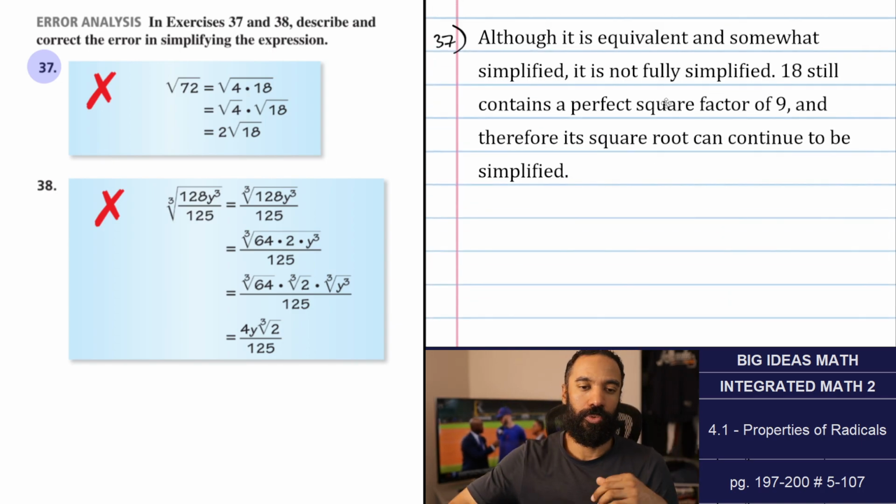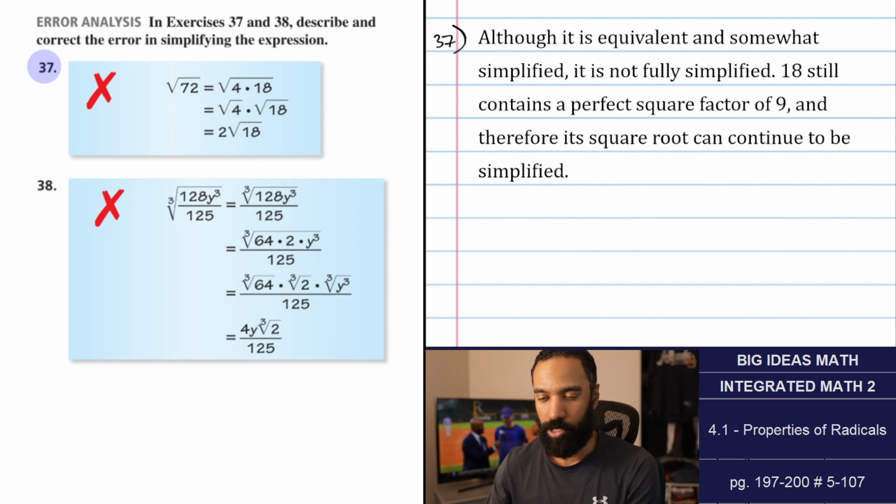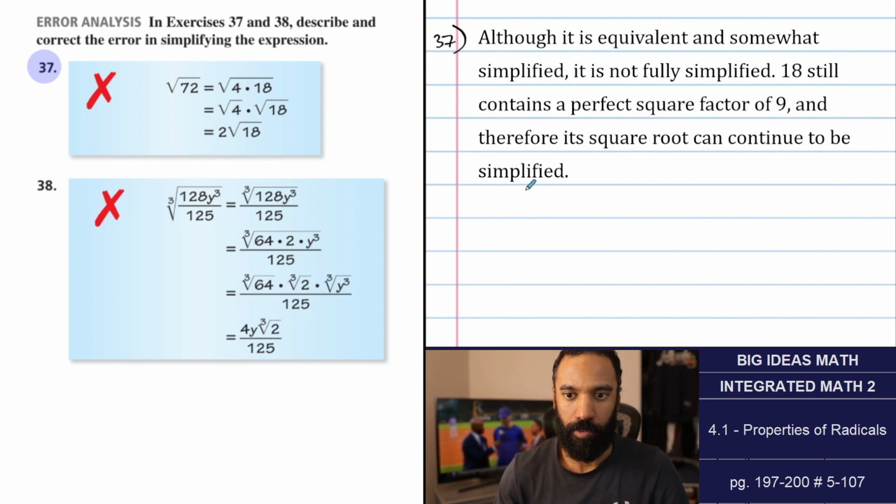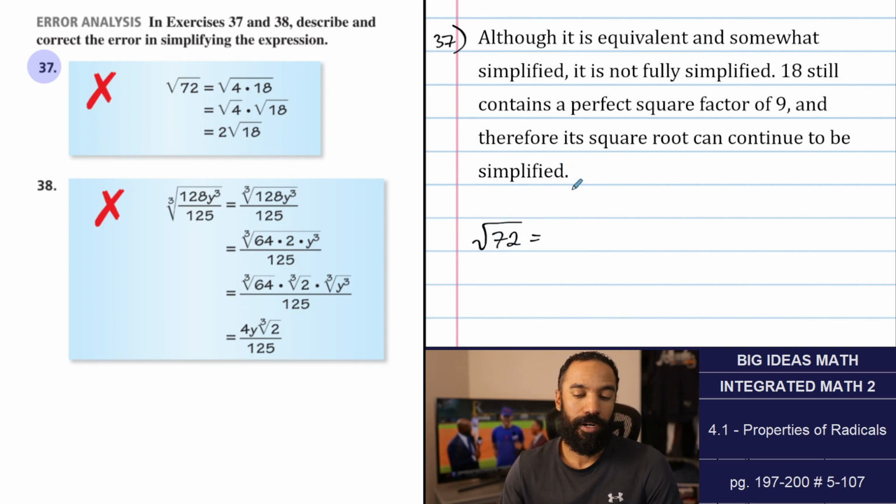Now there are two ways to correct the error. One way is to re-scrap the problem, which is what I want to show you to begin with. So we'll scrap the problem and redo. Let's see, they pulled out 4. It just means it wasn't the largest perfect square factor. 9 could have been pulled out.